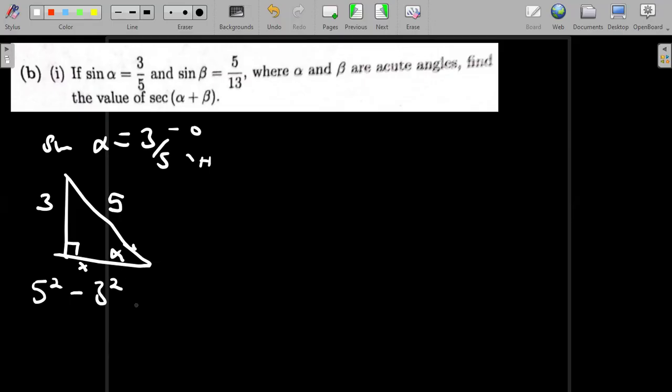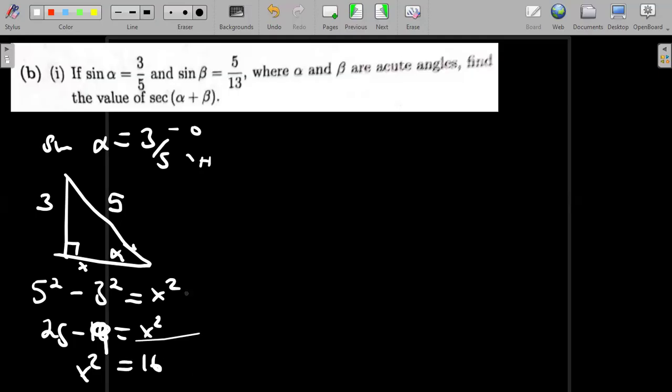We can name this side x, so x squared is 25 minus 9, because 3 squared is 9. So x squared is equal to 16, and introducing the root there, you get x equal to 4. So the adjacent side there is 4. Then you do the same for the other one.